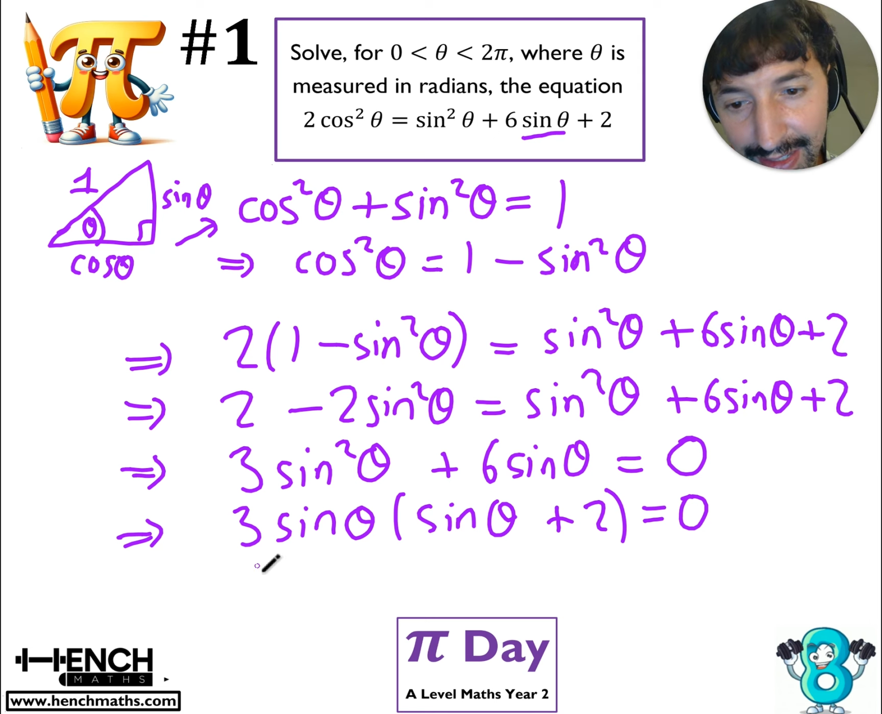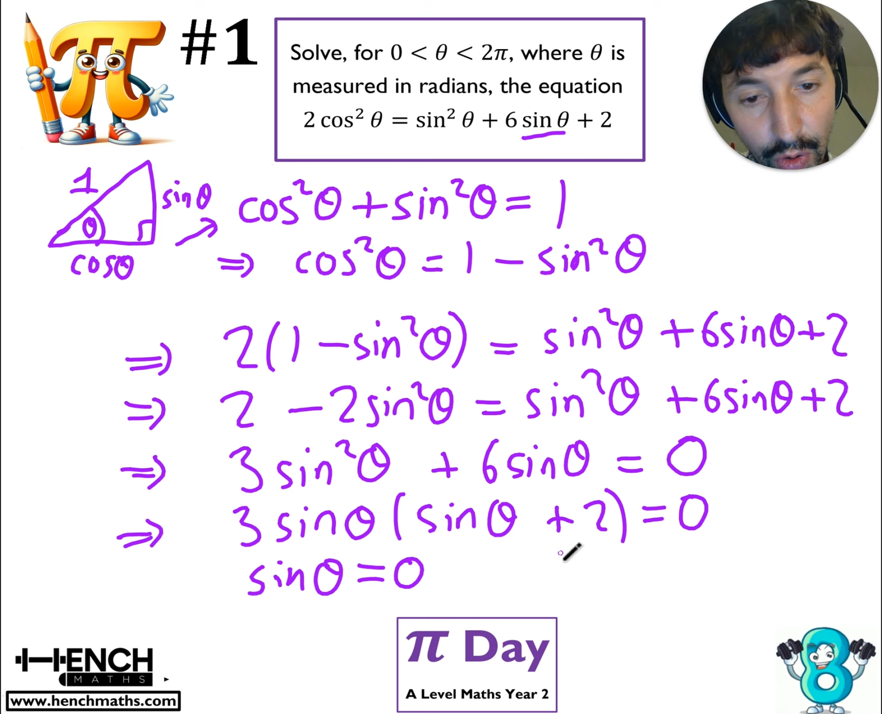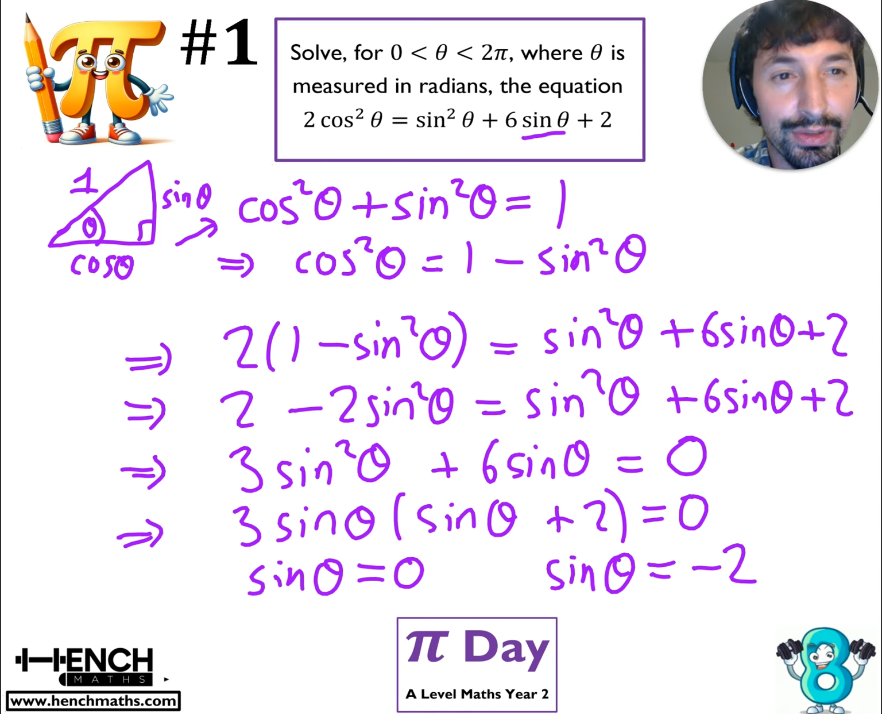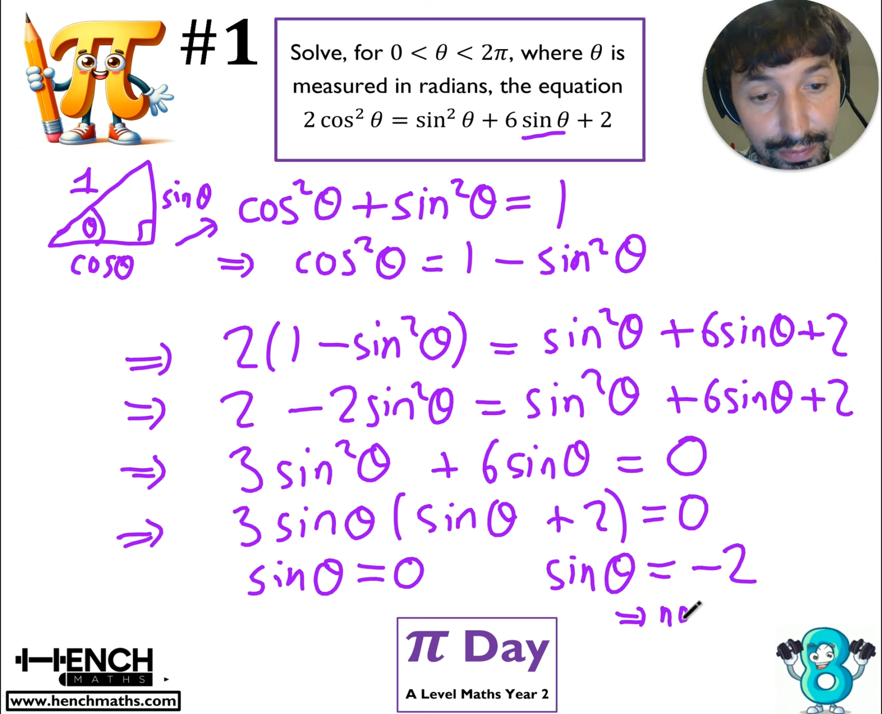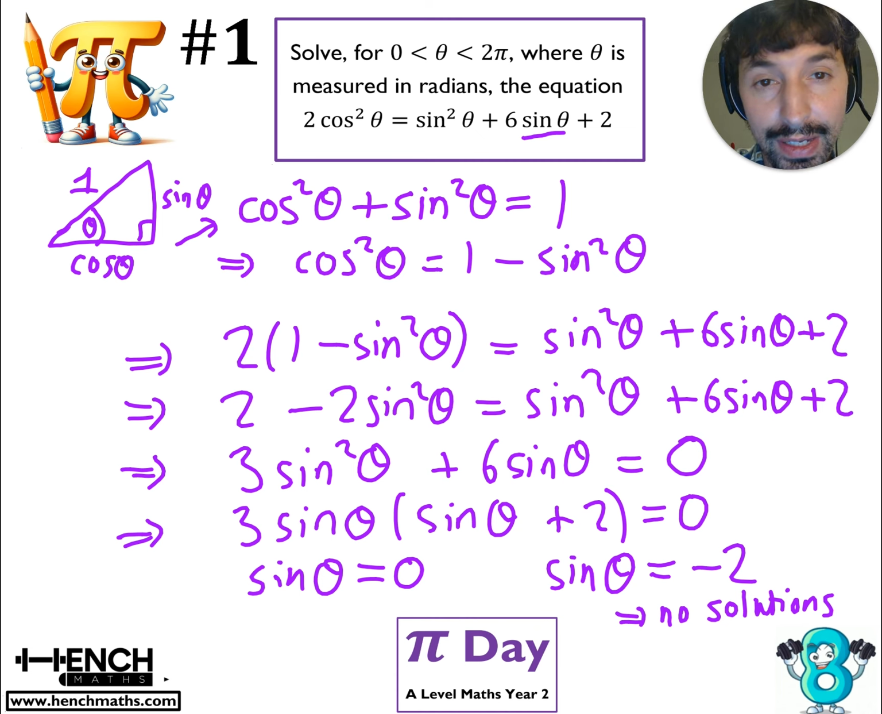So this means then that sine theta would be equal to 0, or sine theta would be equal to negative 2. Now sine theta, we know the range of it goes between 1 and negative 1. Sine theta cannot be equal to negative 2. So basically we'll get no solutions for this one. So we just need to solve sine theta equals 0 in our range from 0 to 2 pi.